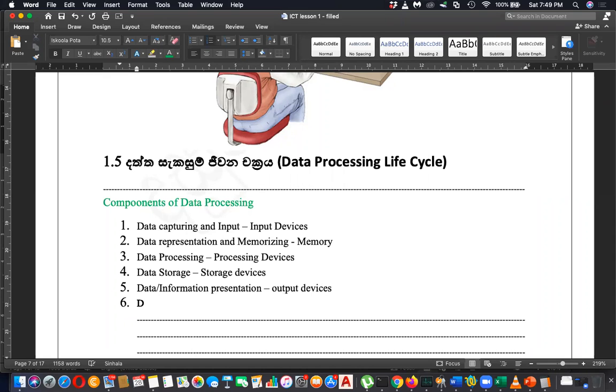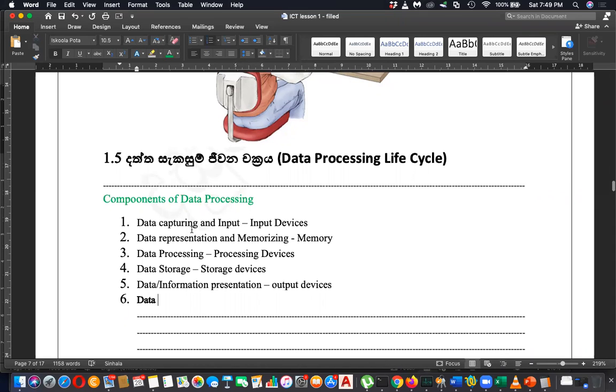Last one. Data... Gathering? Gathering is capturing. Data communication. So very easy. The final is data communication. You have to communicate this data, otherwise how do you transfer data from one place to another? After processing in your computer, what you have to do is data communication, using the final communication devices.